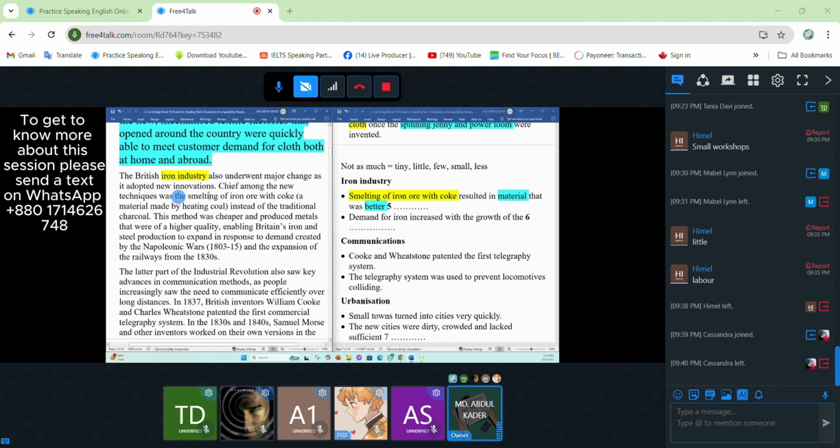Yes, the smelting of iron ore with coke, a material made by heating coal instead of the traditional charcoal. This method was cheaper and produced metals, that means the smelting of iron ore with coke produced metals. Metals means material that were of higher quality. So here better means higher quality, and higher should be another keyword.